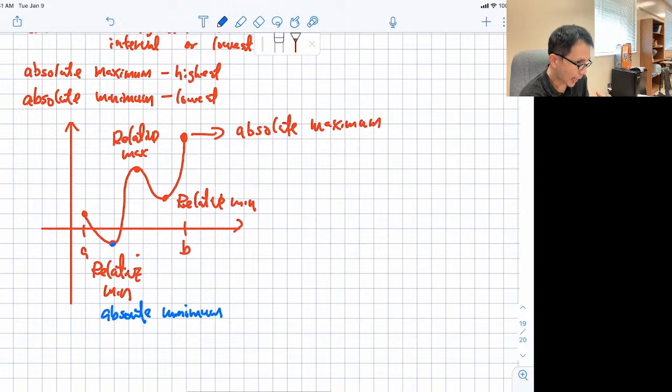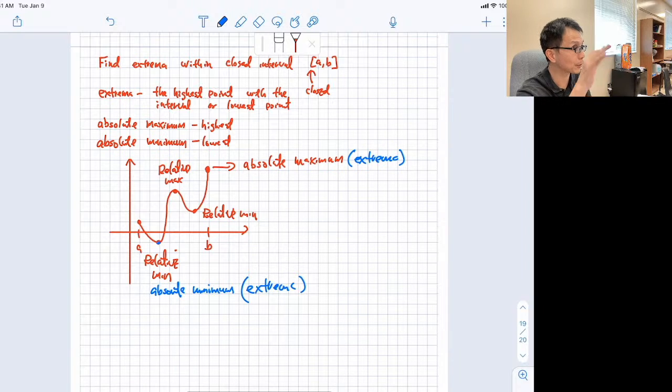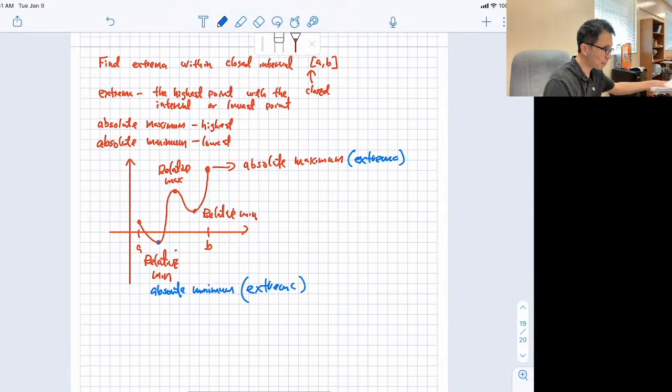With that being said, you have the understanding of extrema. So we also call these extrema, and there are two extrema. You can have pretty much one absolute maximum and one absolute minimum. Sometimes you can have a couple, depending on if you have a parabola with two highest points. But that's no big deal.